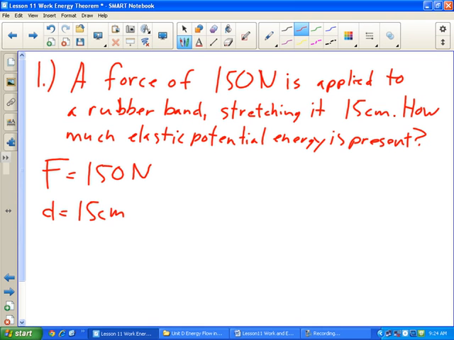I'm trying to find potential energy. What can I assume the initial potential energy of the rubber band was? 0. If you're not told otherwise, you can assume it was 0, unless they told you its initial length was something. Maybe it had already been stretched 5 centimeters or something like that. In this case, we're going to assume it was not stretched at all. How can I calculate this then?